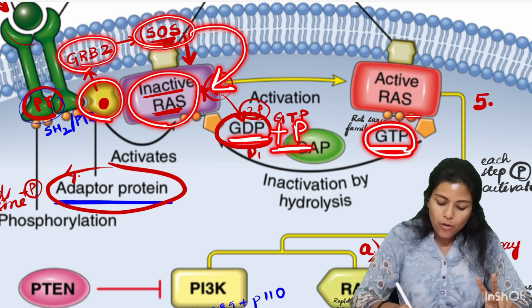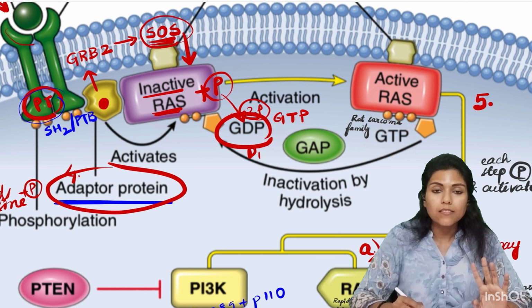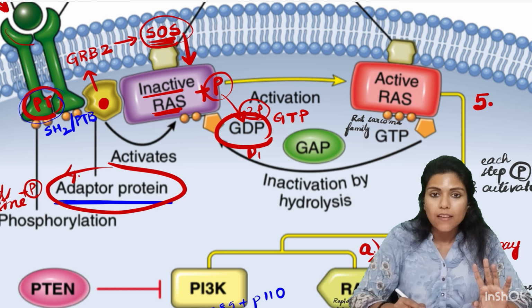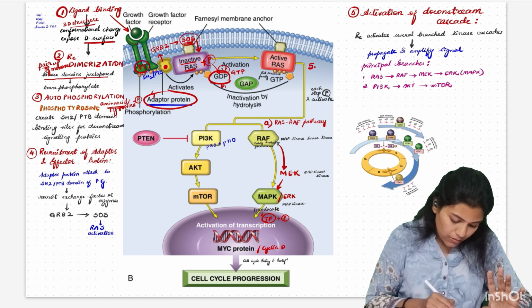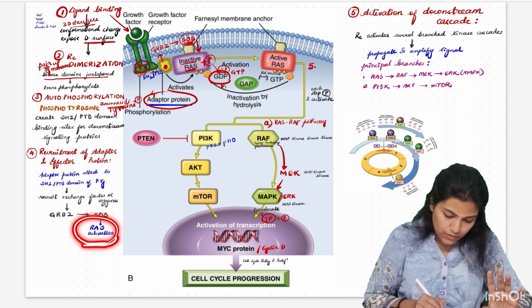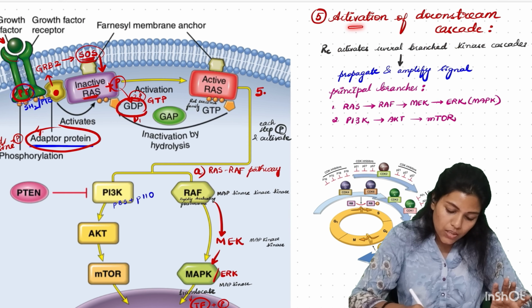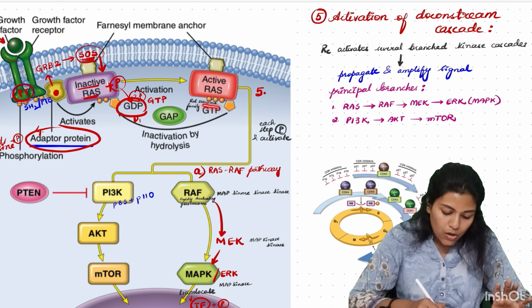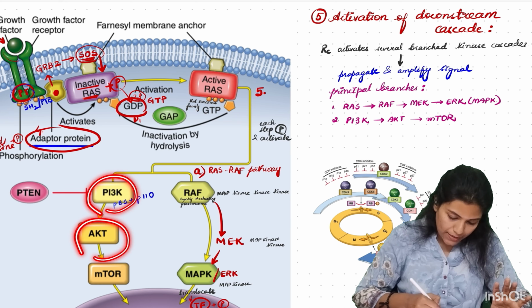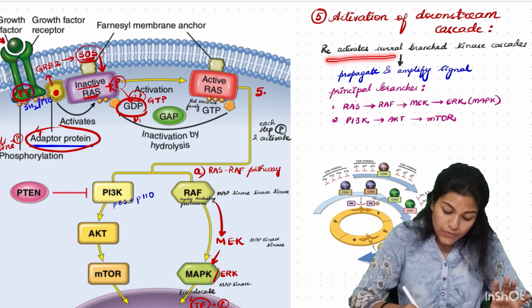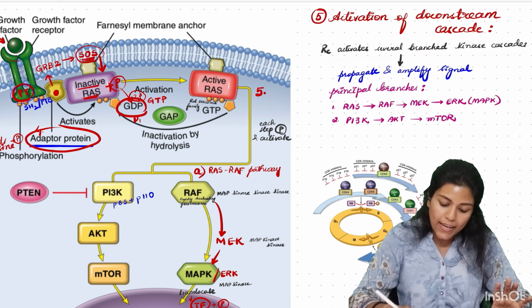GTP bound form is called active RAS. This is how the activation of RAS has occurred because of activation of this receptor. So it has caused RAS activation. Later, activation of downstream cascade. Just like how it has activated RAS, it can also activate other downstream cascades. So this receptor activates several branched kinase cascades and propagates and amplifies the signal.